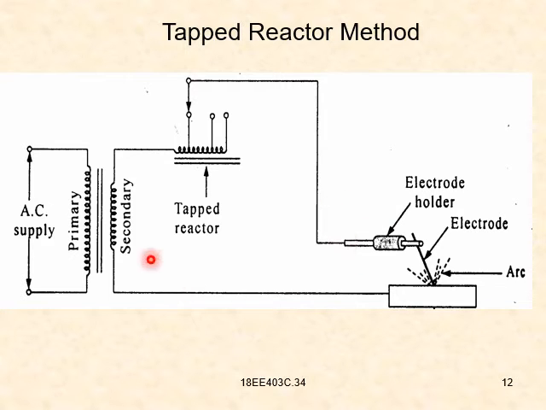Correct. This is the material where the job has to be done. That is given to the metal, and this is the electrode holder with an electrode connected to the tapped reactor. Just make the diagram.